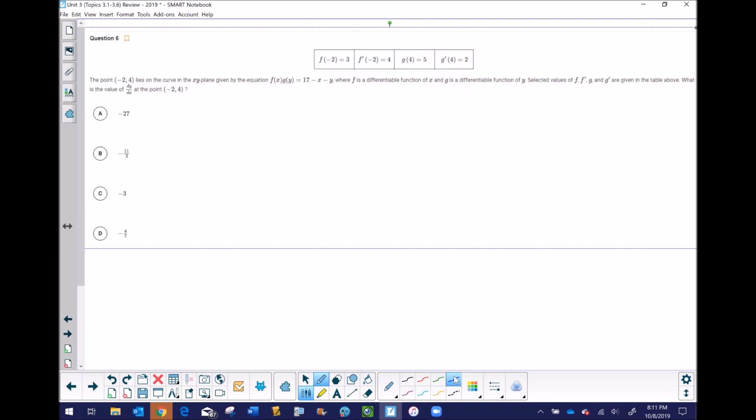Let's see what we got here. It says the point (-2, 4) lies on the curve in the xy plane that's given by the equation f of x times g of y. I'm going to rewrite that. f(x) times g(y) equaling 17 minus x minus y. f is a differentiable function of x, g is a differentiable function of y. Selected values of f prime, g, and g prime are given in the table. Our job is to find what is the dy/dx value at the ordered pair (-2, 4).